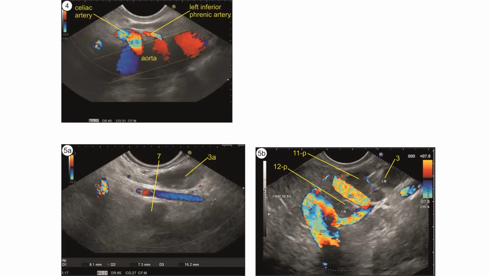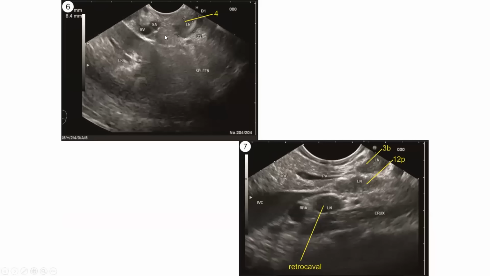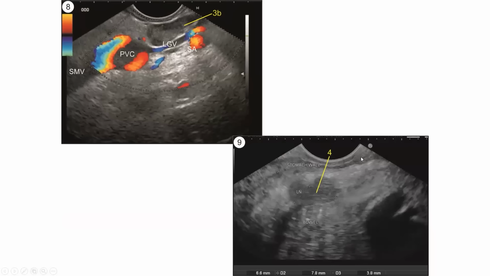along the celiac artery, and then these are again lymph nodes in different stations close to the hilum of the spleen, a lymph node above the right renal artery in a retrocaval location, 16. Then 12P is anterior to the inferior vena cava. 3B is a perigastric lymph node. So again, this is a lymph node along the left gastric vein and above the pancreas, and this is a lymph node close to the stomach wall belonging to station 4 along the greater curvature.